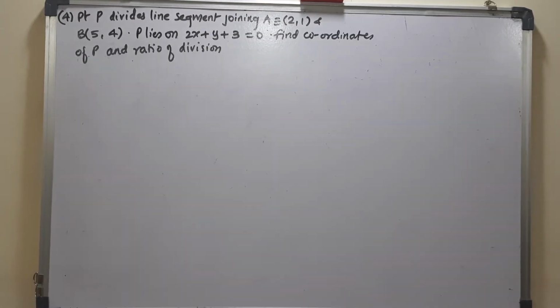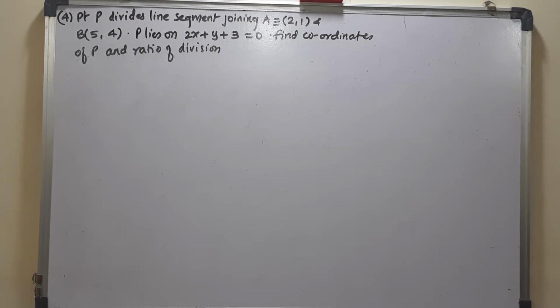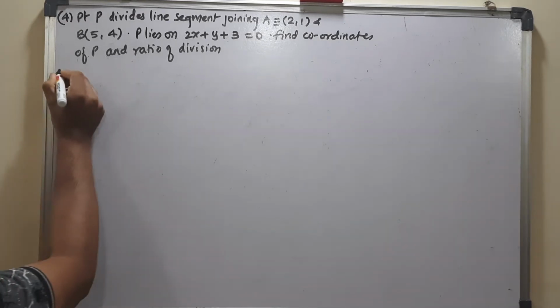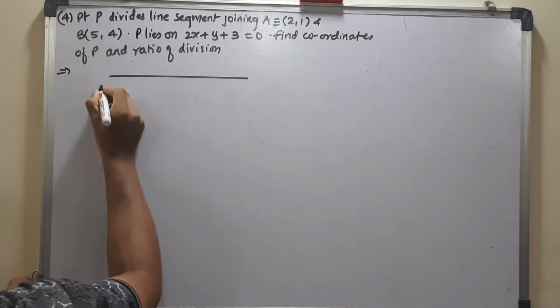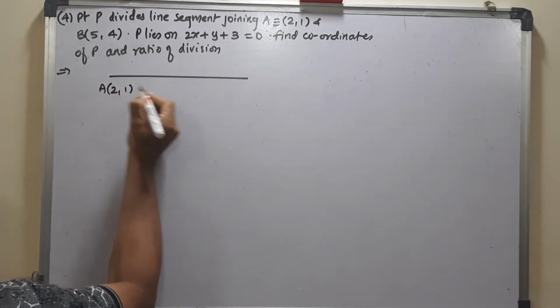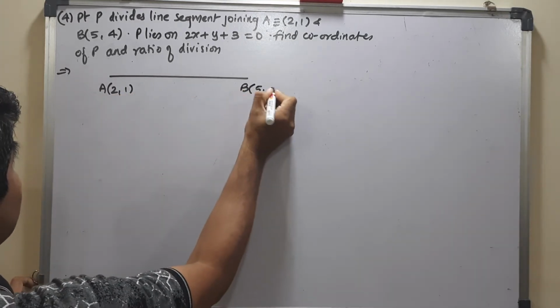Now see this question which I have randomly written. What I did was, this first line I kept as it is, 2 and 1 also I kept. B I changed to 5 comma 4 purposely. I don't want a negative sign. There is no problem, you can have negative also. And P lies on that equation I wrote already, 2x plus y plus 3, randomly I wrote. But I will be finding coordinates of P and ratio of division both in this. Okay. So this figure remains same. This is your so called A, which is your 2 comma 1, and B which is 5 comma 4.